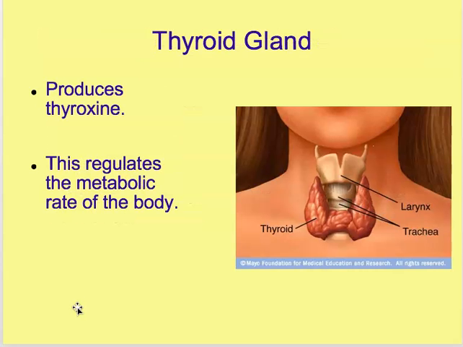Okay, next one is the thyroid gland. So the thyroid gland produces thyroxine. At this moment in time, you just need to know that it regulates the metabolic rate of the body, which means thyroxine regulates how quickly your body can release energy from the food that you take in. But again, remember, this is just an overview. We'll talk more about this in a future lesson.